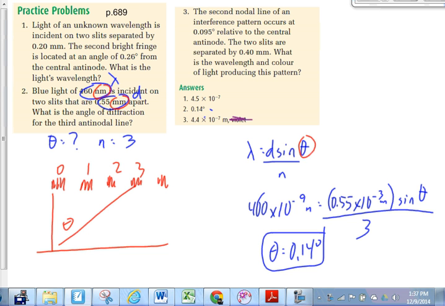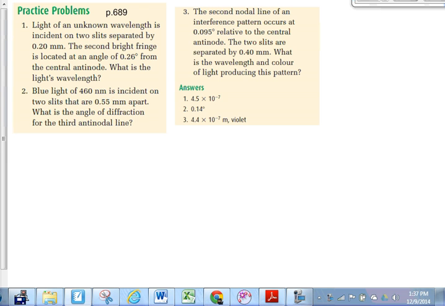You good? Jake, is that okay? Okay. Number 3 is a little bit of a tougher question. I drew the little diagram here to determine what n was. Boy, number 3, it's really helpful to draw the diagram for number 3. This one says the second nodal line. A nodal line is a dark spot, a minimum. So let's draw this one out. Okay, central maximum, first order maximum, second order maximum.